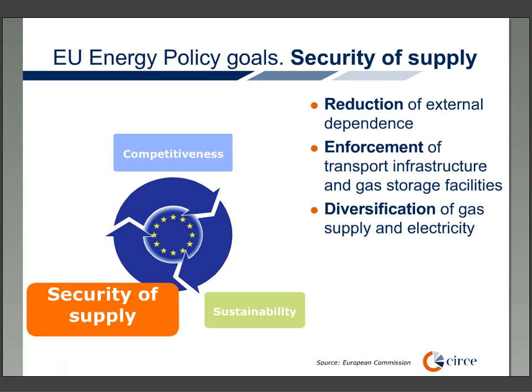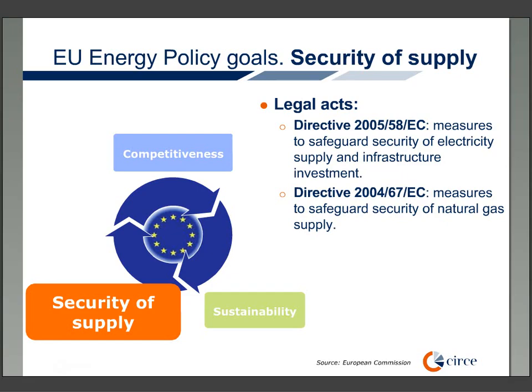The European Union establishes obligations to safeguard security of electricity and gas supply and undertakes significant investment in electricity and gas networks. In the legal context, two legal acts define the framework for security of supply. These include Directive 89 from 2005 concerning measures to safeguard security of electricity supply and infrastructure investment to ensure the proper functioning of the European internal market for electricity, an adequate level of interconnection between member states, an adequate level of generation capacity, and balance between supply and demand.